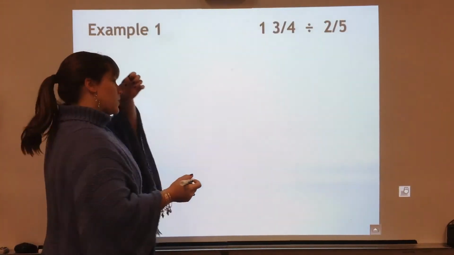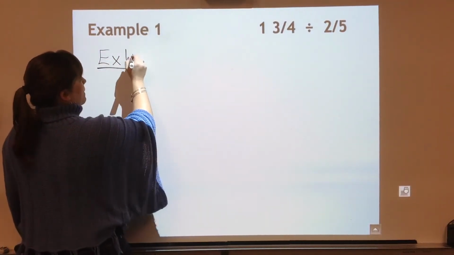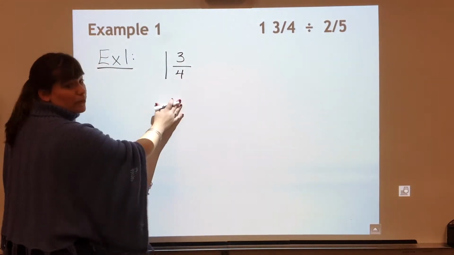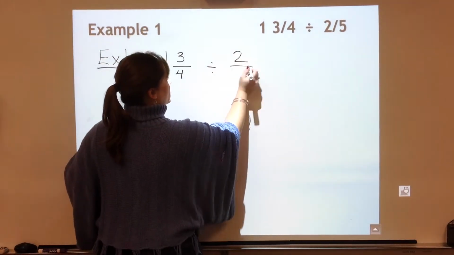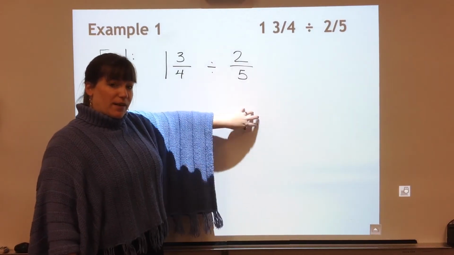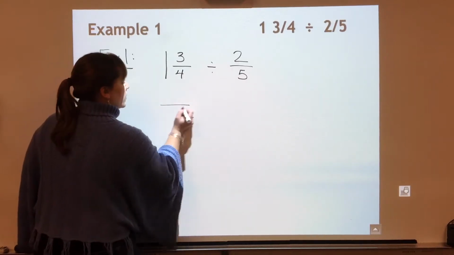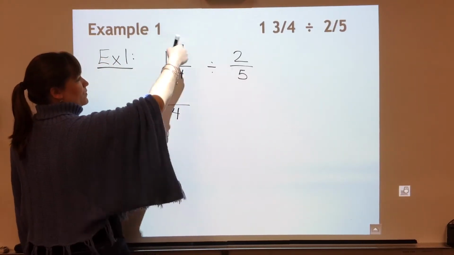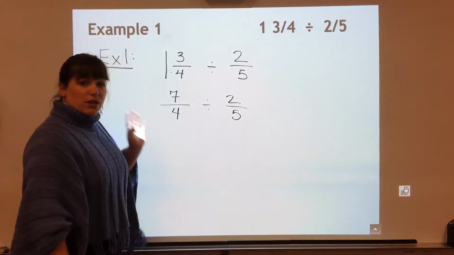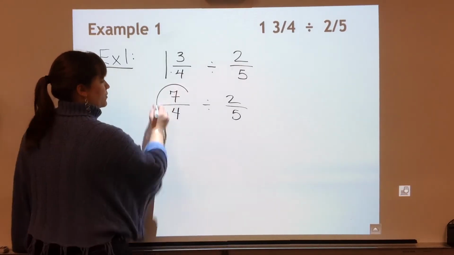So example 1, in your notebook, we're actually just going to label it example 1 and then write our problem so that we have 1 3/4 being divided by 2/5. So go ahead and write that in, and now we'll start to first change your mixed number to an improper fraction. So 4 times 1 is 4 plus 3 is 7/4. I'm going to keep this as a division problem. Now that I have 2 fractions, now I can keep change flip.